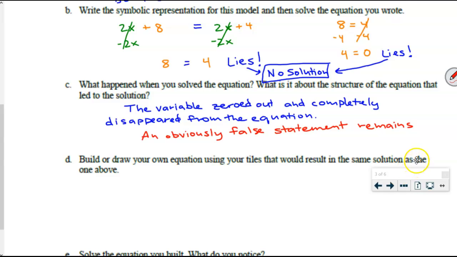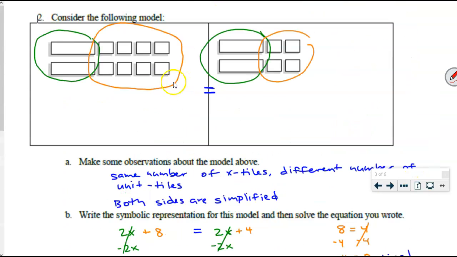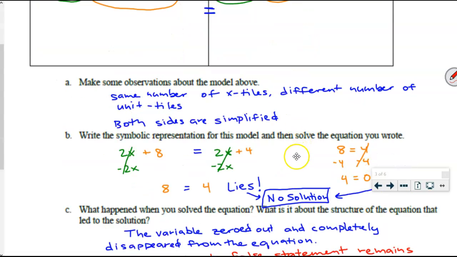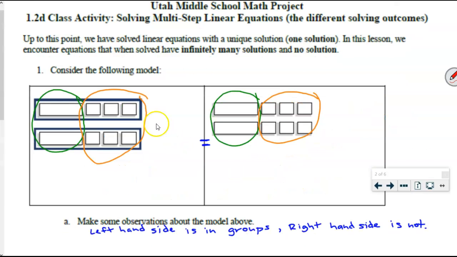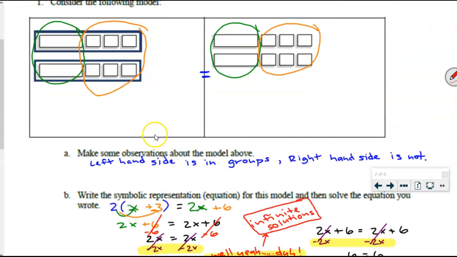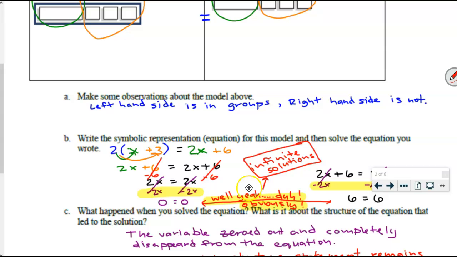Yeah, exactly. That is a great summary. So we're seeing in both cases they have the same amount of x tiles. So if they have the same amount of x tiles, we know it's going to be one of our two unique solutions. If they have different unit tiles, then that's going to leave us with a lie. So that's going to be no solution. If they have the same number of unit tiles, that's going to be a truth. And so that's going to leave us with infinite solutions.